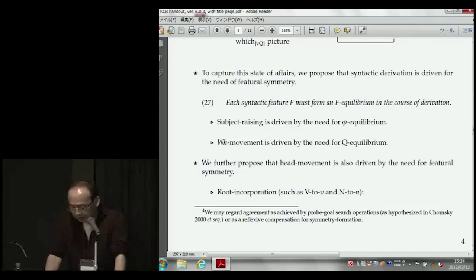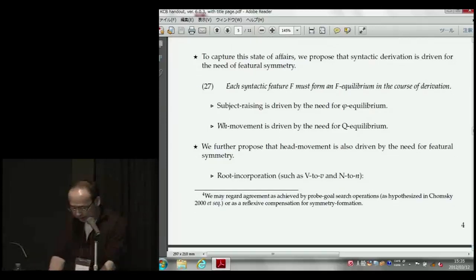Lexical items are associated with their own feature contents, and external merge or base merge freely introduces LIs and their features in syntactic derivation. But 27, this principle, essentially states that once a syntactic feature f is introduced into the derivation, the subsequent derivation should guarantee that f be moved to a position where it can form an f equilibrium. Okay, so basically, asymmetric structure drives syntactic computation. That's the idea. This is achieved by internal merge or non-base merge. The subject raising is driven by the need for phi equilibrium, and WH movement is driven by the need for Q equilibrium. Further, we propose that head movement is also driven by symmetry.